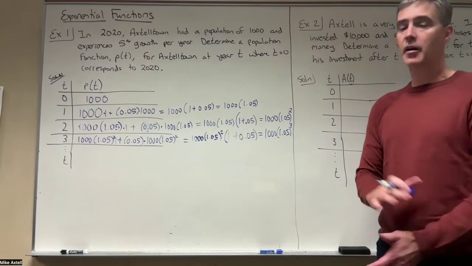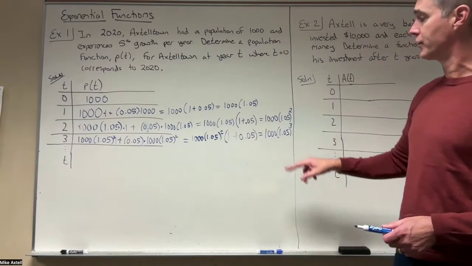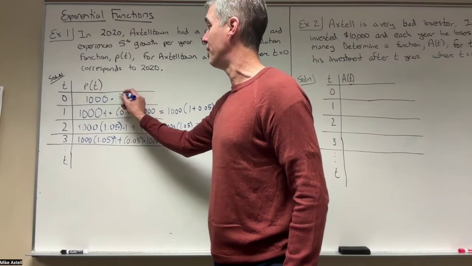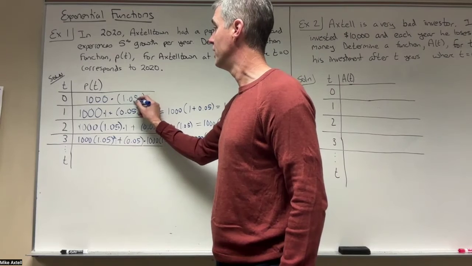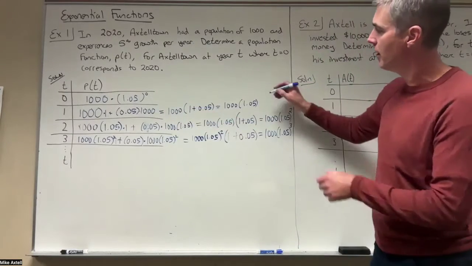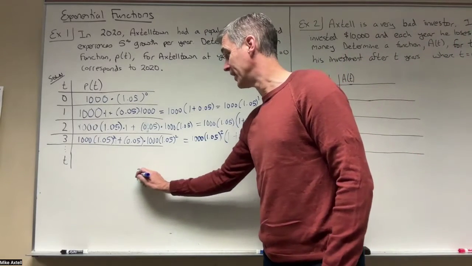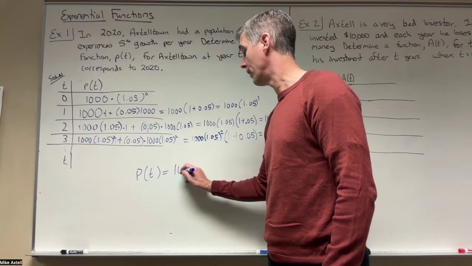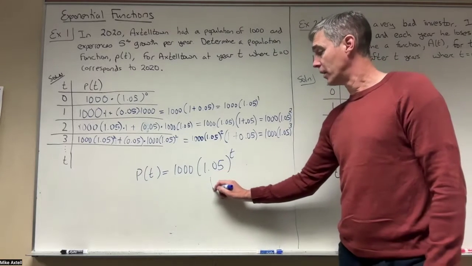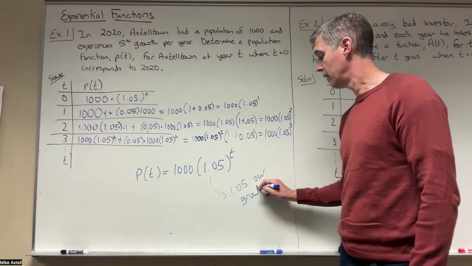So I'm getting a pretty nice pattern: 1,000 times 1.05, 1,000 times 1.05 squared, 1,000 times 1.05 cubed. I think the pattern's perfect because I could have gone back and said that this is 1.05 to the 0th power, which is just 1. So time 0, power 0; time 1, power 1; time 2, power 2; time 3, power 3. In general, at year t, the population is going to be 1,000 times 1.05 to the t. And we call 1.05 our growth factor.